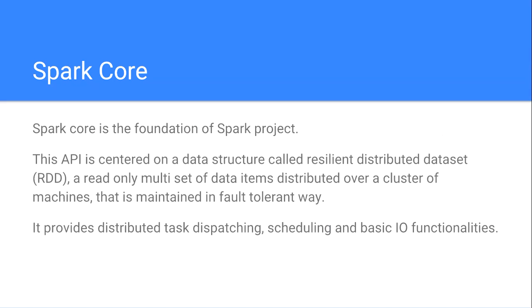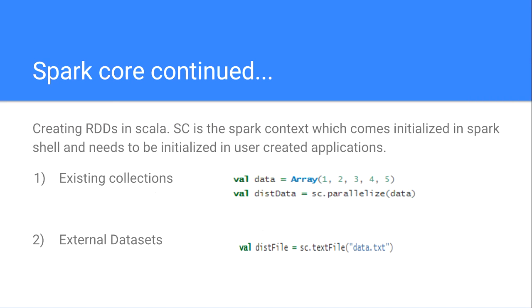So let's look at the foundation of the Spark framework API, which is Spark Core. This API uses a data structure called an RDD, or resilient distributed dataset. It is a read-only multi-set of data items distributed over a cluster of machines, and it is maintained in a fault-tolerant way. By fault-tolerant I mean, if during a computation an RDD gets damaged or corrupted, it can be created again by looking at all the steps. RDD provides distributed task dispatching, scheduling and basic IO functionalities.